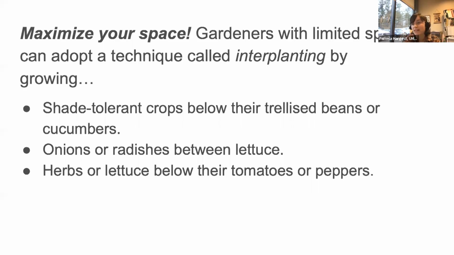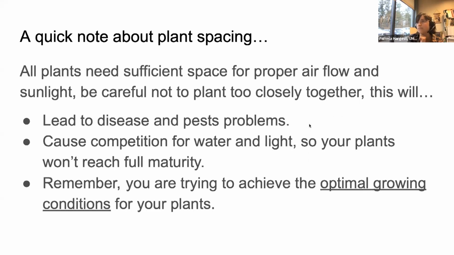And also planting herbs or lettuce below tomatoes or peppers. So we talked about, I feel like tomatoes are classic, right? You want to plug in as much stuff as you can below. But you can also do that with peppers too. And it might be a nice succession, right? Because if you were growing lettuce in the spring, you could plant it in a space where it's going to be pretty much harvested by the time you put your tomatoes in. So that's another consideration.